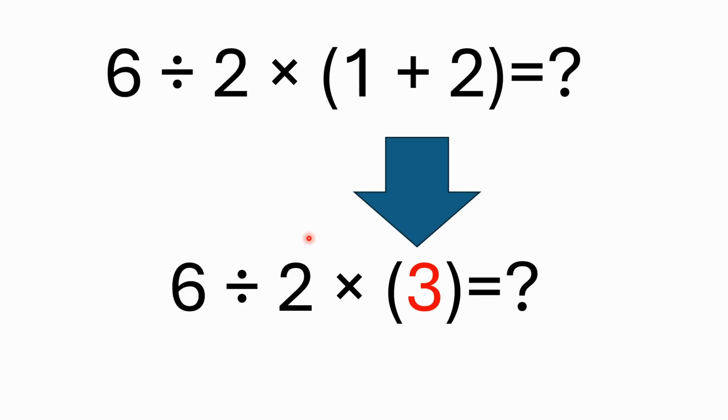All right, so solving this problem, you solve inside of your parentheses first. That would be your 1 plus 2. Parentheses are grouping symbols. They mean that we need to solve whatever is inside first. So 1 plus 2 is 3. We're left with 6 divided by 2 times 3.